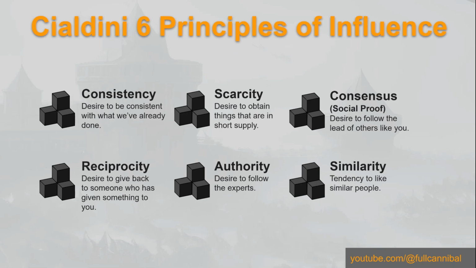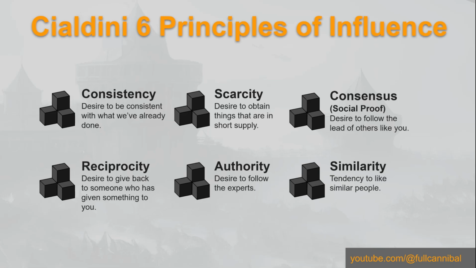So here are the big ones. Consistency: wanting to do the same thing to be consistent, to have a nice clean pattern. Scarcity: wanting to obtain something that is hard to get because it gives you that little rush that you've got something valuable. Consensus, or social proof: the desire to follow the lead of others. Whenever you see something like many people bought this, or a 5-star rating, that's all about social proof and consensus.